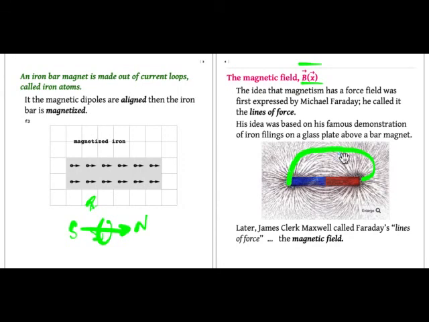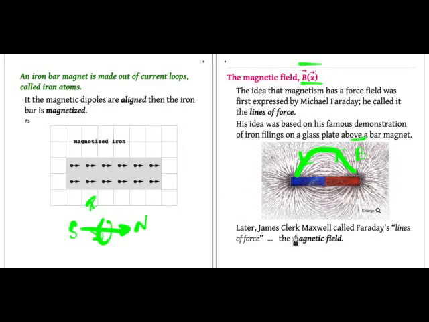Let's see if I can draw it a little better. It sort of comes out of the North Pole and goes around and goes into the South Pole. So that's the magnetic field, B. Faraday didn't call it the magnetic field. Faraday called it a line of force. You see, filling up this whole space, filling up this whole volume, there are lines of field, lines of force.